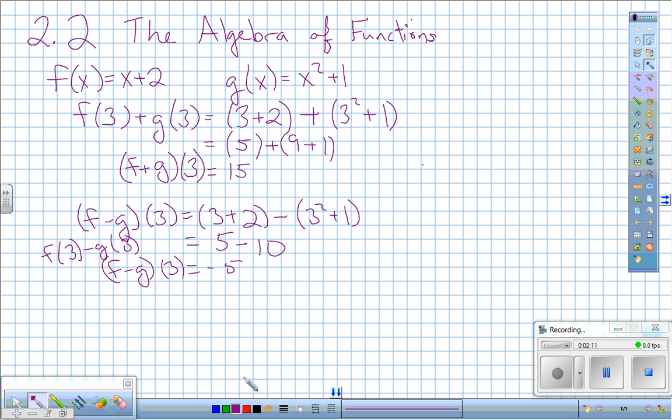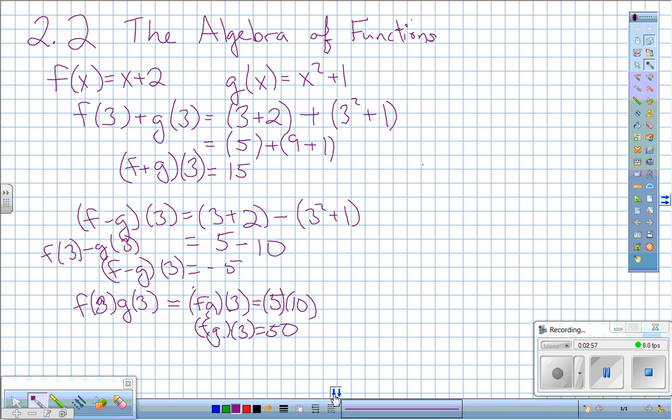Okay, you can also do multiplication. They might ask you to do f of 3 times g of 3, and it could be written like that, or they might just have fg of 3. What that would look like, you'd have 5 times 10, since we've already done those order of operation things right here. F times g of 3 would equal 50.